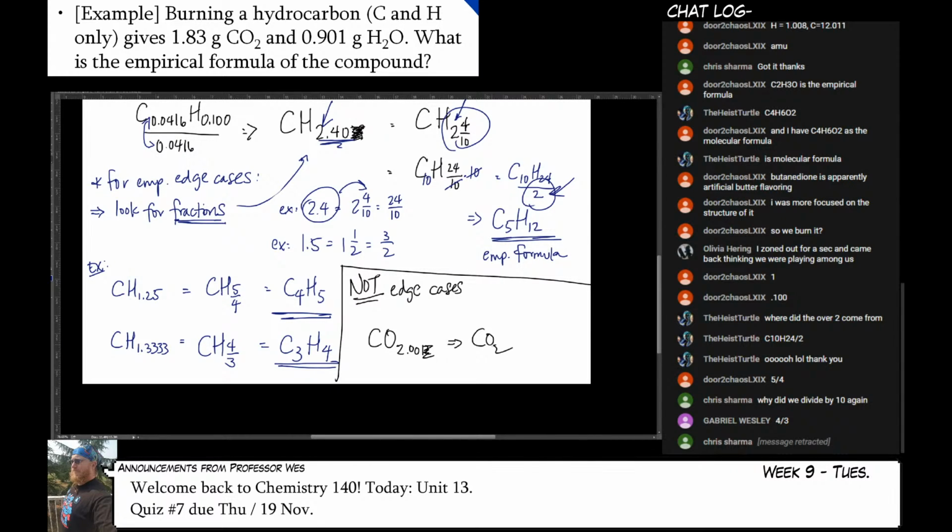If you're off by 0.01 to a whole number, take it as the whole number. So like if you got 1.99, that's 2. But if you get 1.8, don't round that far. Look for a fraction and see if you can get a better empirical formula.